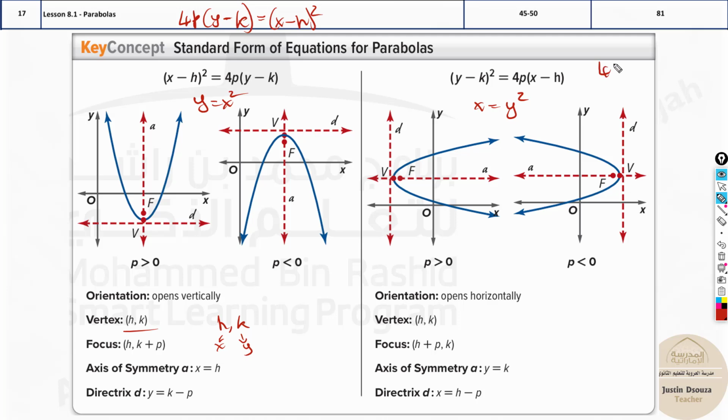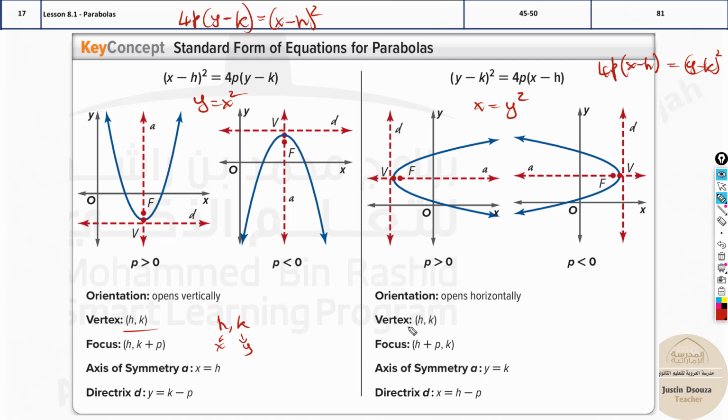Whenever I write the standard form in this way, it'll be 4p to the left. Now here it's x equals y squared. Don't think 4p is towards y. No, it's always to the power 1. The other side will be power 2. So what I have to do is, which is power 1? It's x minus h. That is equal to, what is power 2? It's y minus k the whole square. This is how I write the standard form, and this is what I feel will be easier, but you stick to which you are comfortable with, okay?